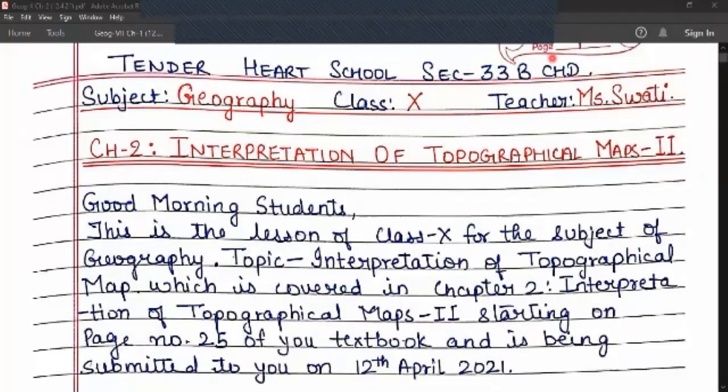Good morning, students. This is the lesson of class 10 for the subject of geography, topic interpretation of topographical map, which is covered in chapter 2, interpretation of topographical maps, part 2, starting on page number 25 of your textbook, and is being submitted to you on 12th of April 2021.